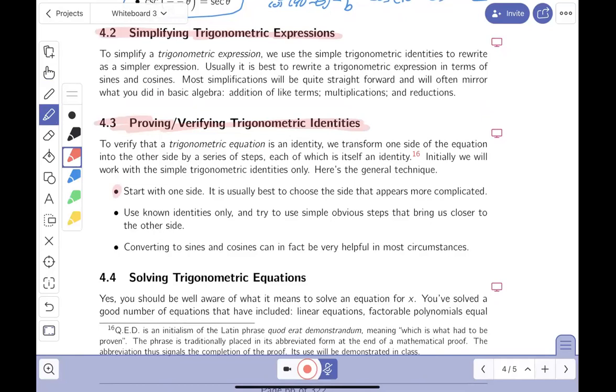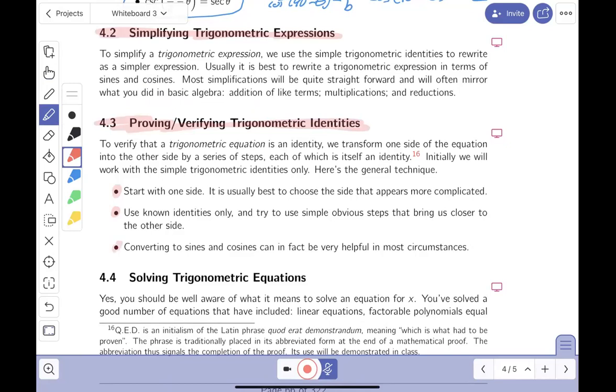Start with one side. The way I do this is I identify the side I'm starting with by putting a circle around it. It says over here, it is usually best to choose the side that appears more complicated. And why is that? It will allow opportunity in rewriting it. Step 2, use known identities only and try to use simple, obvious steps that bring us closer to the other side. What we're really trying to do is show one side that we picked is identical to the other side. And yes, we will go through examples.